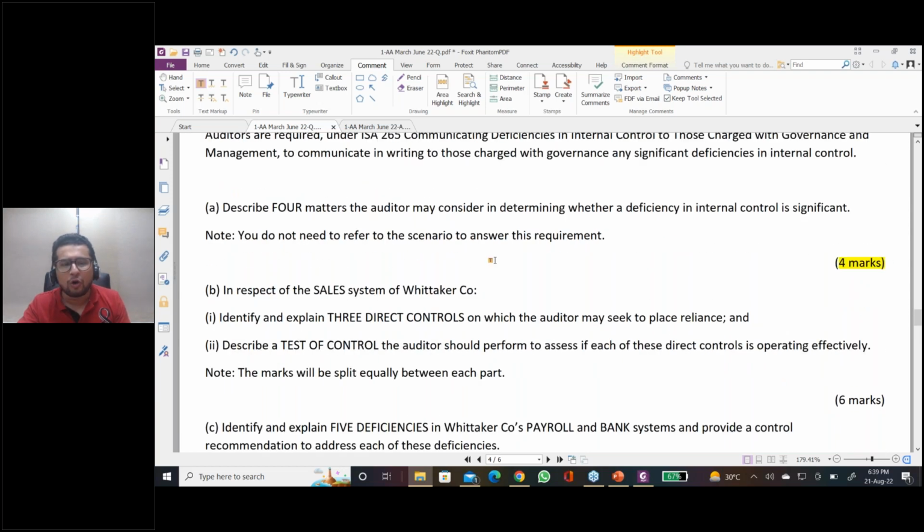Part A is for 4 marks, and guess what? It's a straightforward bookish knowledge based question. Describe 4 matters the auditor may consider in determining whether a deficiency in internal control is significant. What makes a deficiency a significant deficiency? And you do not need to refer to the scenario. You are not supposed to refer to the scenario. What do we call it then? We call it a straightforward bookish knowledge question.